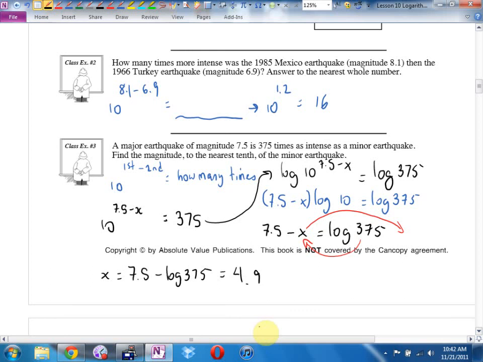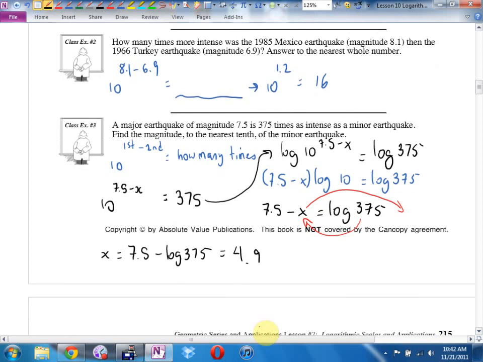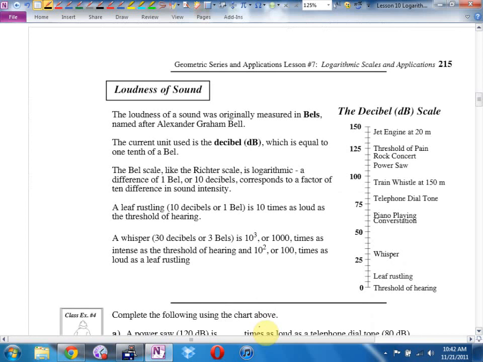Turn the page. So Richter scale, Katie, is 10 to the first minus second equals how many times stronger? Katie, what is it? 10 to the what? First minus second equals how many times stronger? Cassandra, what is it? 10 to the first minus second. I need you all with me. Is how many times stronger?